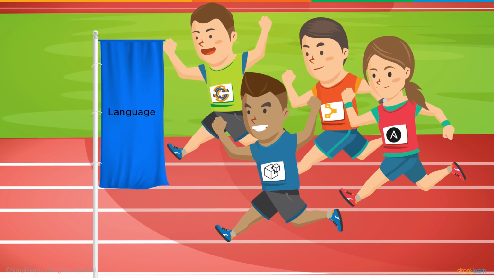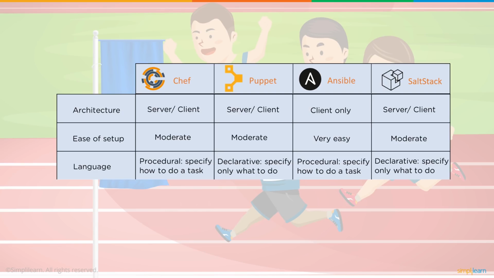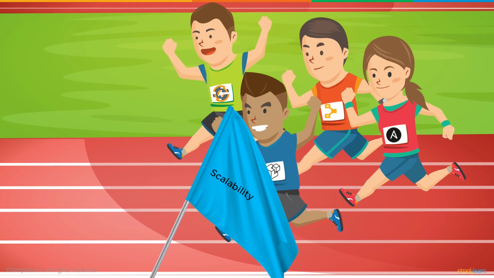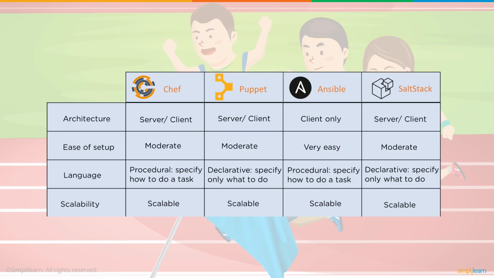Let's talk about the languages that you can use in your configuration. We have 2 different types of language, with both Chef and Ansible being procedural in that they actually specify how you're supposed to do the task in your instructions. With Puppet and Saltstack, it's declarative, where you specify only what to do in the instructions. Let's talk about scalability. Which tools scale the most effectively? As you can imagine, all of these tools are designed for scalability. That is the driver for these kind of tools. You want them to be able to scale to massive organizations.